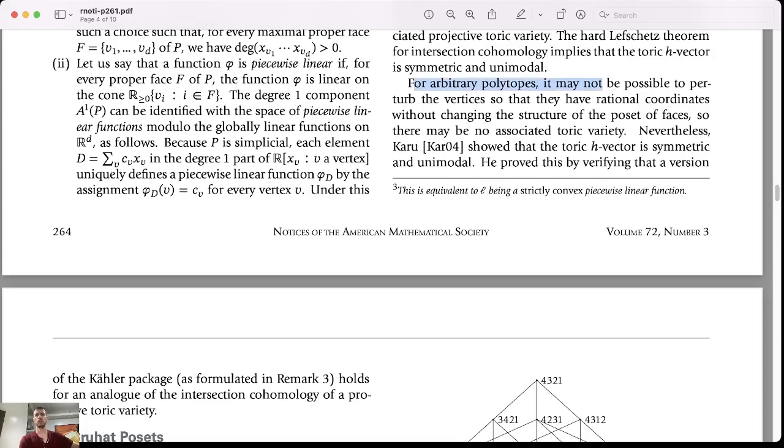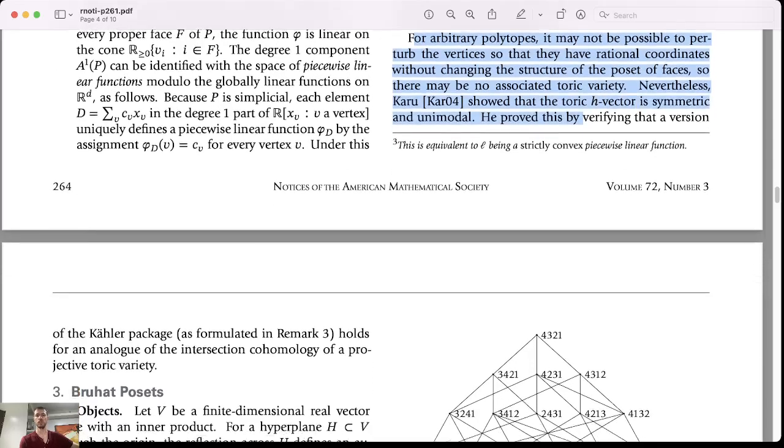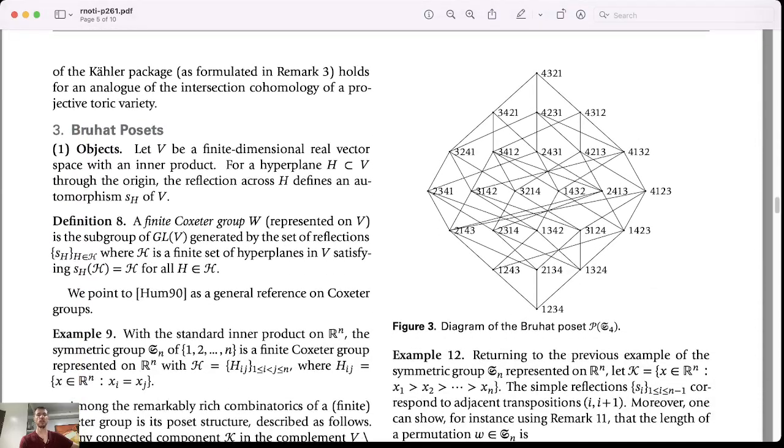For arbitrary polytopes, it may not be possible to perturb the vertices so that they have rational coordinates without changing the structure of the poset of faces, so there may be no associated toric variety. Nevertheless, Karu showed that the toric h-vector is symmetric and unimodal. He proved this by verifying that the version of the Kähler package as formulated in Remark 3 holds for an analog of the intersection cohomology of a projective toric variety.